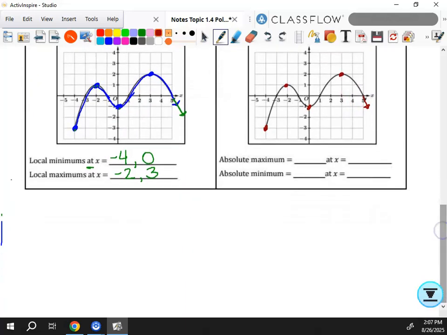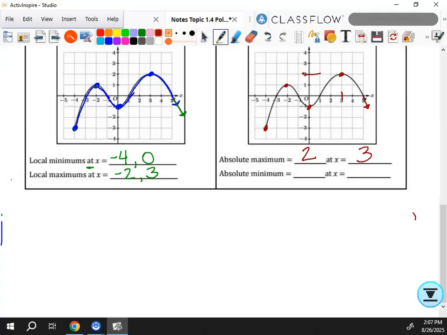So the absolute maximum. I had two relative maximums. This one's higher, right? So the absolute maximum is 2, and that occurs at 3. Okay? Absolute maximum is 2, and it occurs at 3. Everybody okay with that? All right.